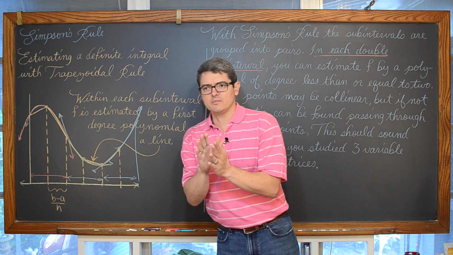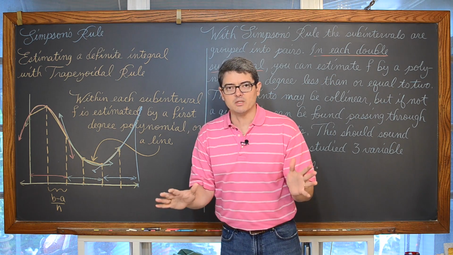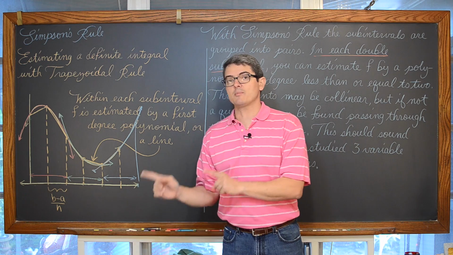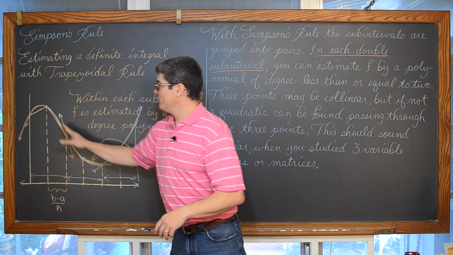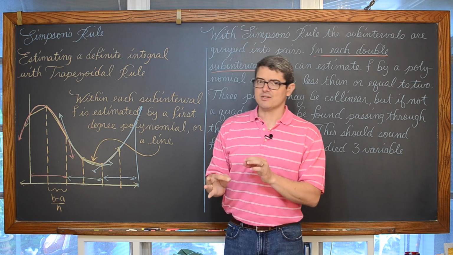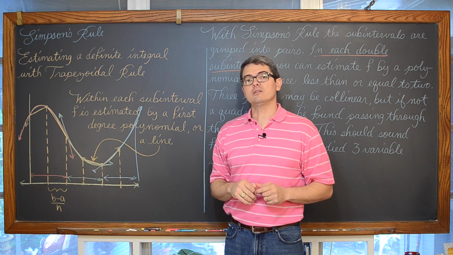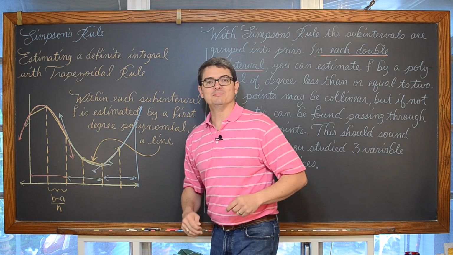The formula looks very similar to the trapezoidal rule. It just seems like some of the coefficients are changing, but you're estimating movement of a function with a parabola, possibly, instead of just being limited to estimating its movement with a line segment.